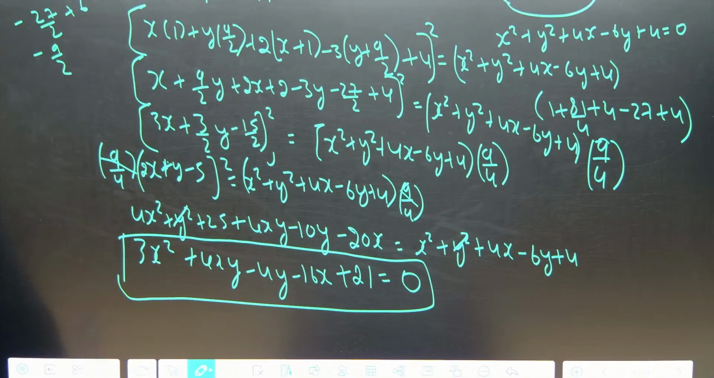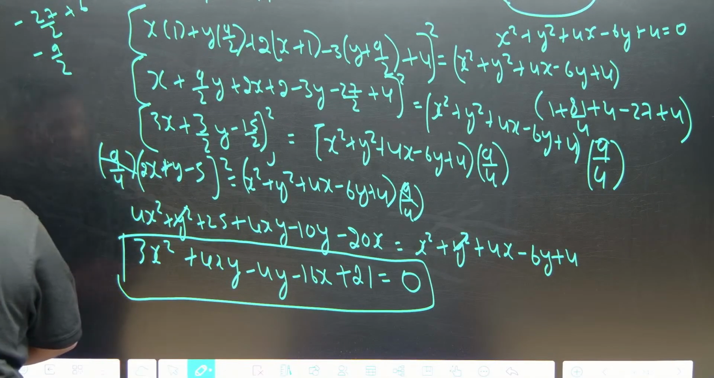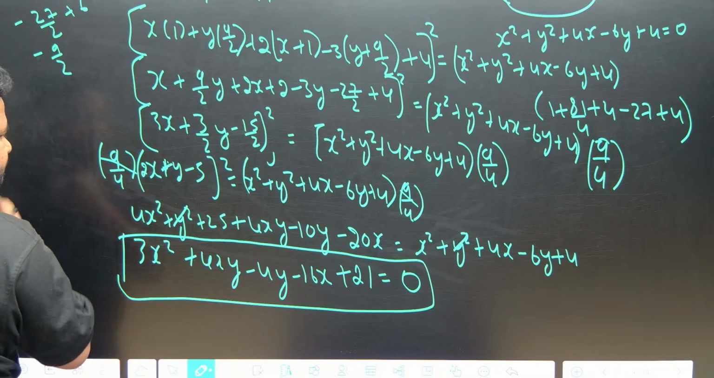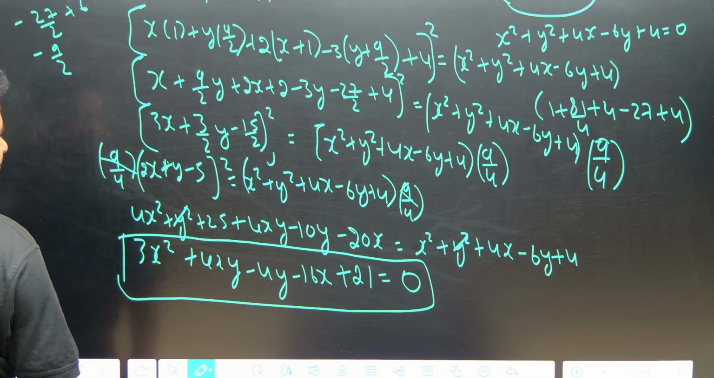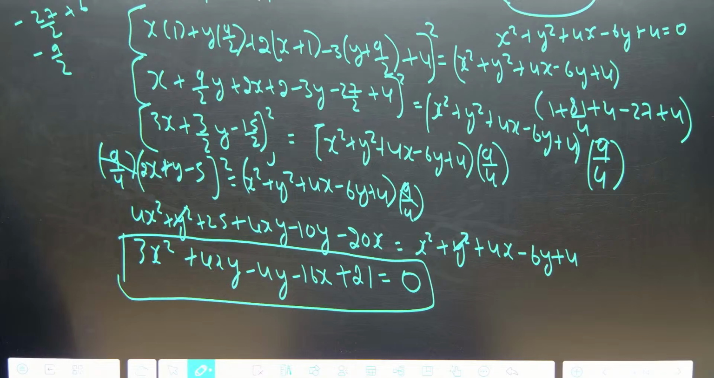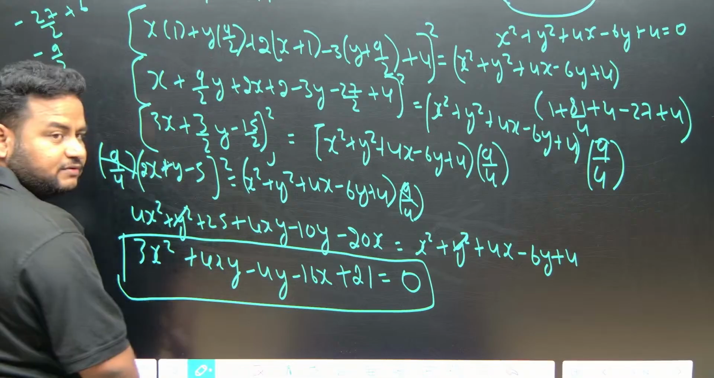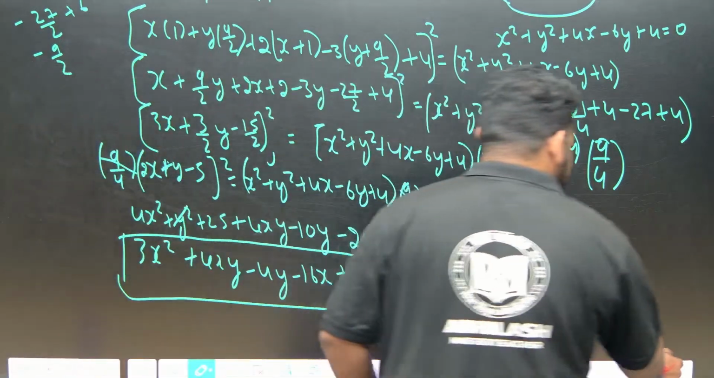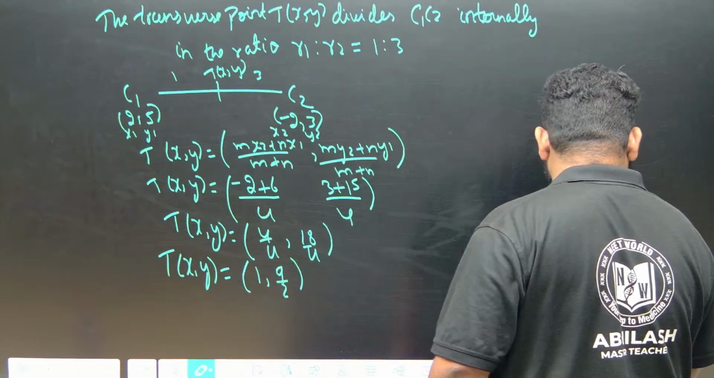This will be minus 24x, minus 4y, minus 24x plus 21 is equal to 0. This is the required equation of the transverse tangent. Now let us solve the question that is there on direct tangent.